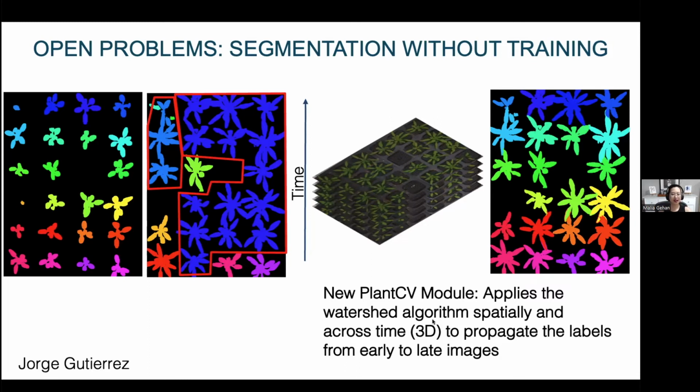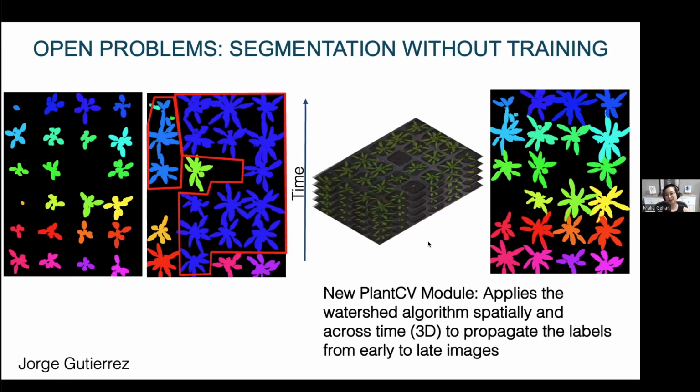And so with this 3D watershed algorithm, it applies the watershed algorithm spatially and across time so that it can propagate labels from early images when they're not touching to later images when they are touching. So this is without really any training data. It doesn't take time for somebody to hand draw where those boundaries are. And you can see in this last image here that it does a fairly good job. There's some pixels that are mislabeled, say in this orange and green plant, but otherwise it does a fairly good job of segmenting the plants without any training. So this is great.